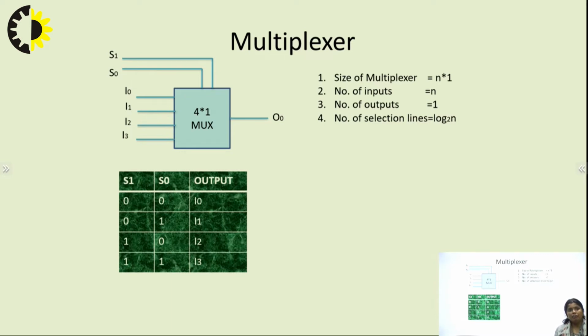If I want to take the output as I2, we have to set the selection lines as 1, 0. If we want to select input I0, the output will be I0, and we have to set the selection lines as 0, 0.